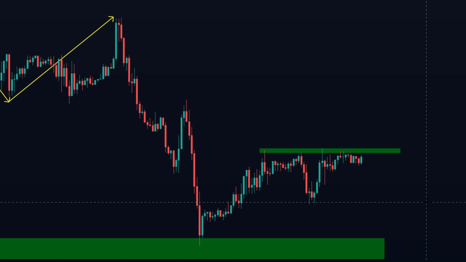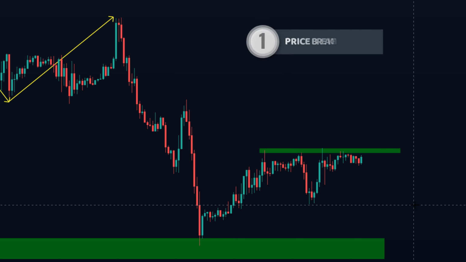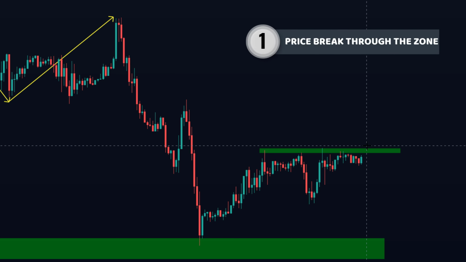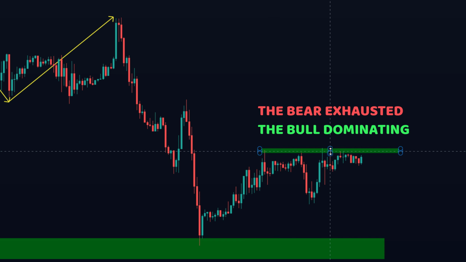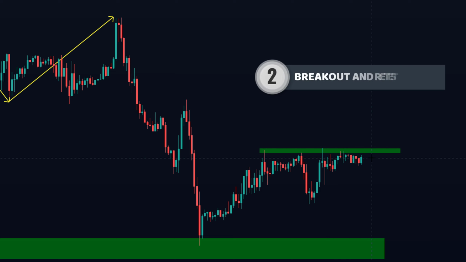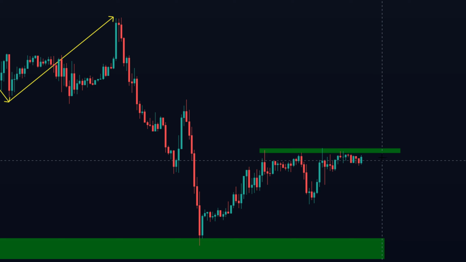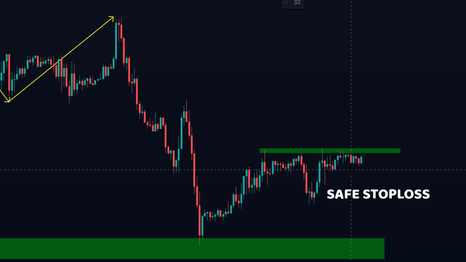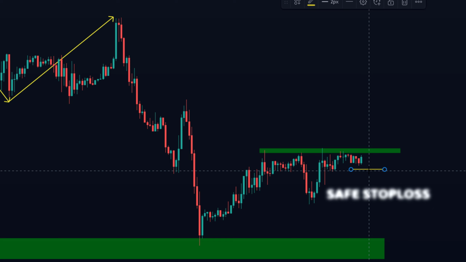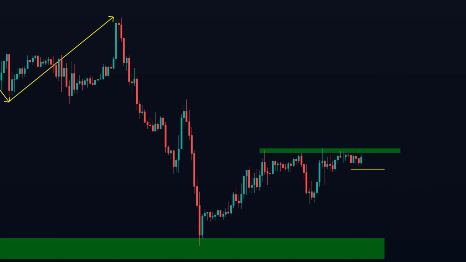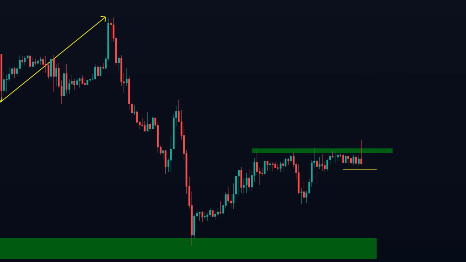At this time, we may have a potential scenario that could happen. First, when the price closed through this zone, it shows the bull already broke through the zone. All of the bear power is exhausted, and the bull are dominating, then we can look for a buy order. Second, when the price has broken up, it will usually appear a retest. We can look for a buy order at this retest phase, and our safe stop loss is below this bottom. Let's see how the price moves and see whether it breaks or not.